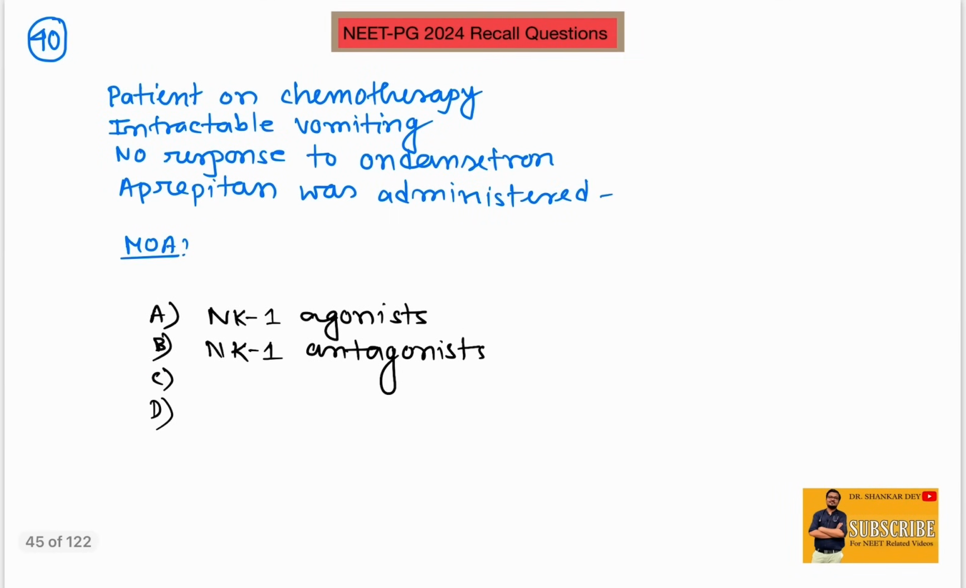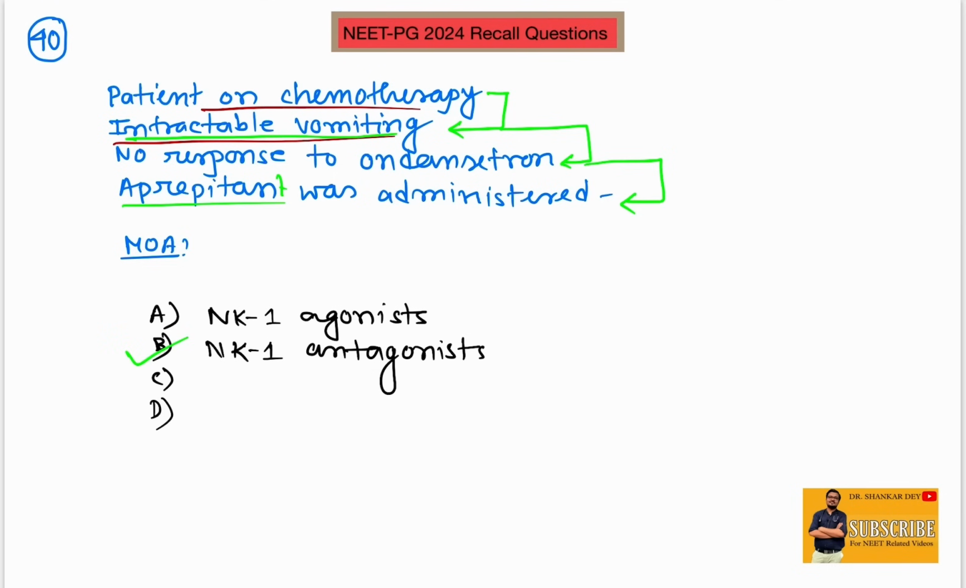Question number 40. A patient was on chemotherapy, and there was intractable vomiting post chemotherapy. The patient was started on ondansetron, but there was no response, so the patient was administered aprepitant. What is the mechanism of action of aprepitant? It is a neurokinin 1 receptor antagonist. So the answer is NK1 antagonist.